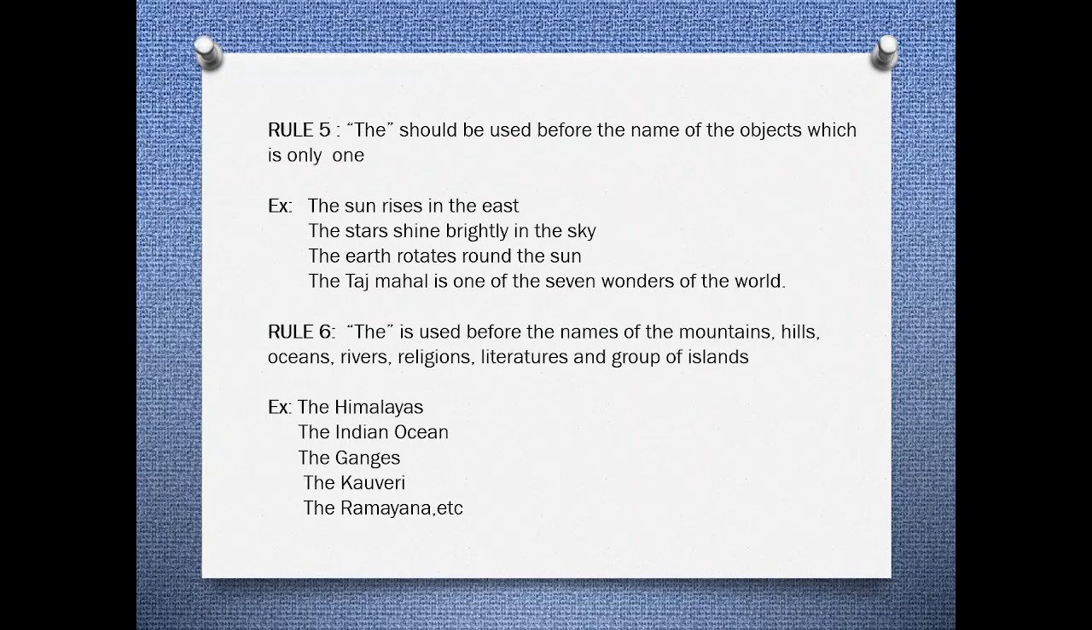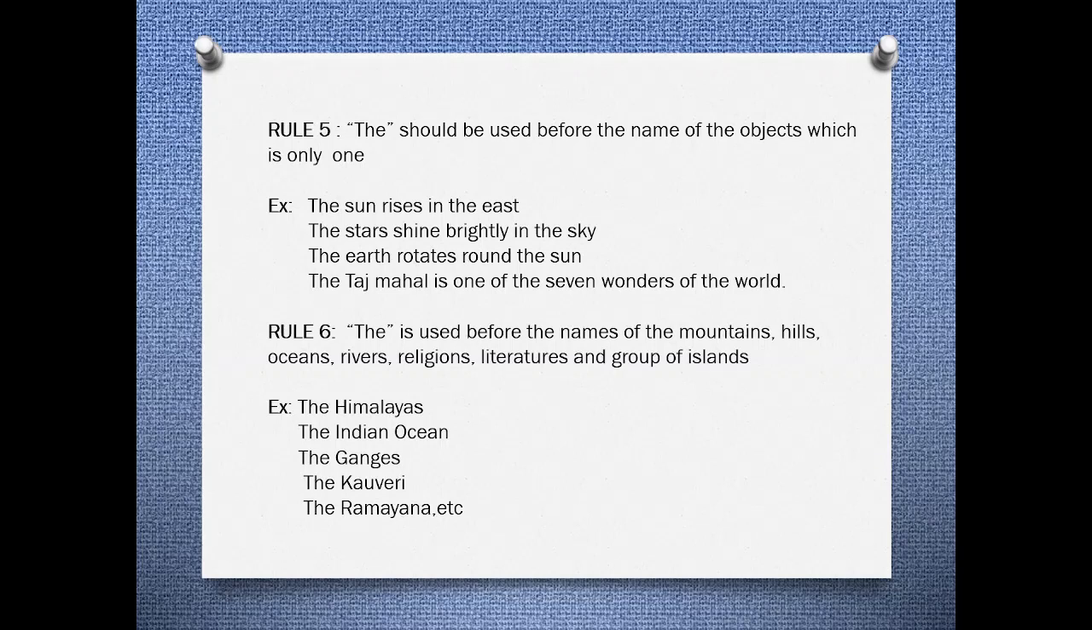The should be used before the name of objects of which there is only one. That's what I have been telling you. The sun rises in the east. That doesn't differ. It is always the same, universal. The stars shine brightly in the sky. Now, if you observe, I have used the for the stars and the for the sky.